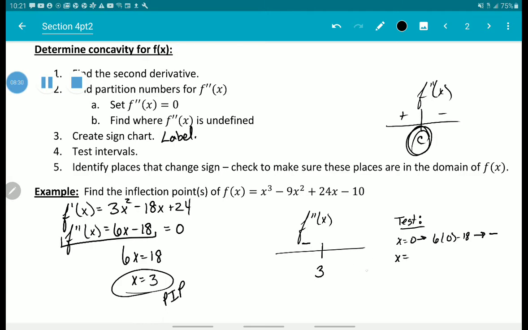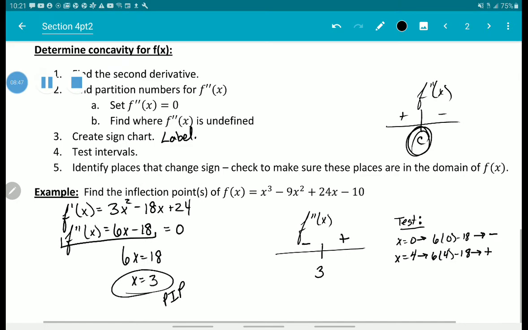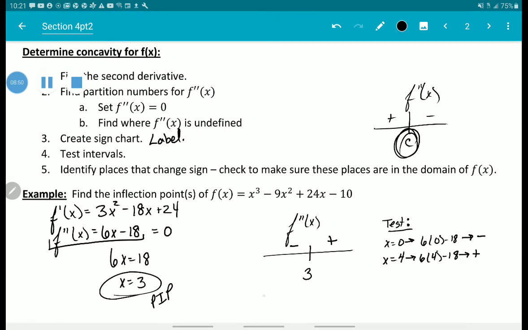Now let's plug in something bigger than 3, like 4. If we substitute in a 4, we have 6 times 4 minus 18. That's going to end up being a positive number. Once again, it doesn't matter what the number actually is. We just need to know, is it a positive or a negative? So we would say this graph is concave down from negative infinity to 3, and it would be concave up from 3 to infinity. So that means we do have an inflection point, and that's happening at x equals 3.